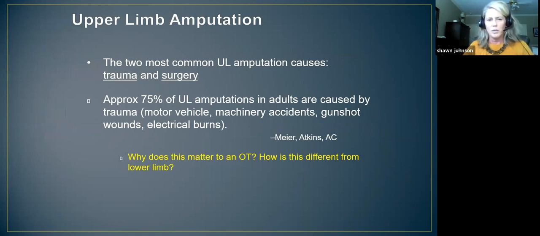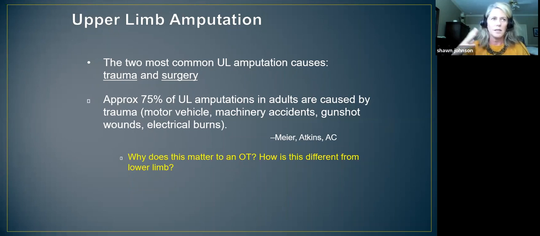As you probably are aware, the two most common upper limb amputation causes are trauma and surgery. That's quite different from lower limb, but approximately 75% of all upper limb amputations in adults are caused by trauma: motor vehicle accidents, machinery accidents, gunshot wounds, electrical burns. So why would this matter to occupational therapy, and how is this different from lower limb?